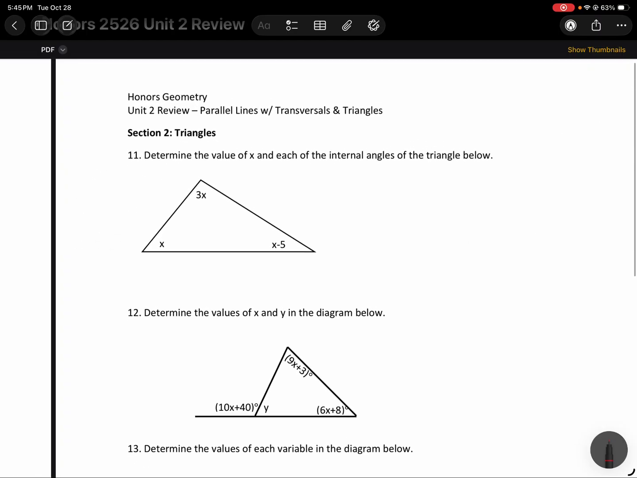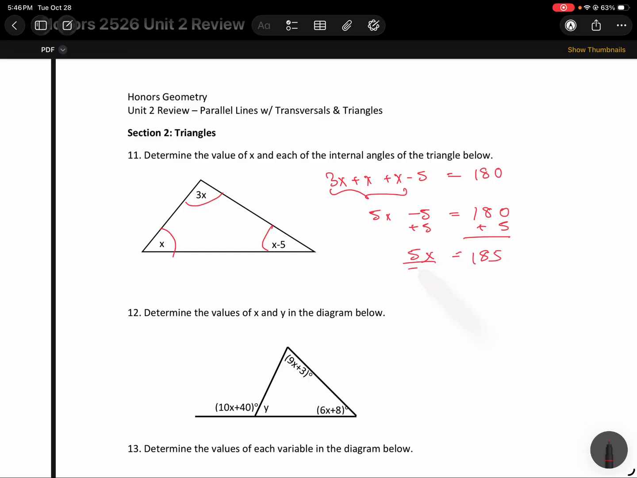All right, so moving on, we got triangles now. So a triangle adds up to 180 degrees. This should be really easy. Just adding up all three of these angles, 3x plus x minus 5 is going to be equal to 180. So I got 5 x's in total, minus 5 equal to 180. Add 5 to both sides, and divide both sides by 5. So x is going to be equal to 37. And determine the value of all of these angles.